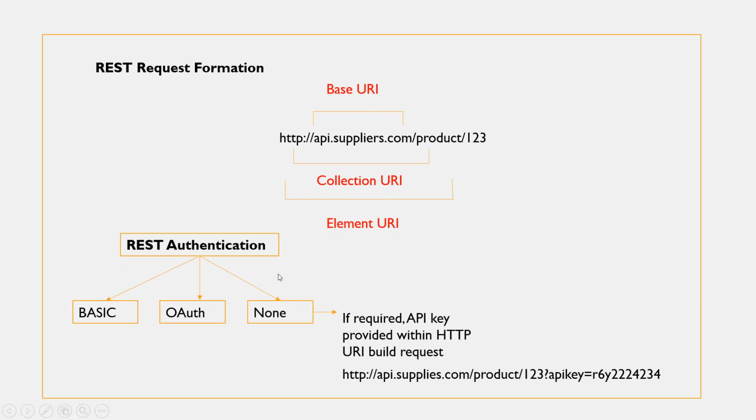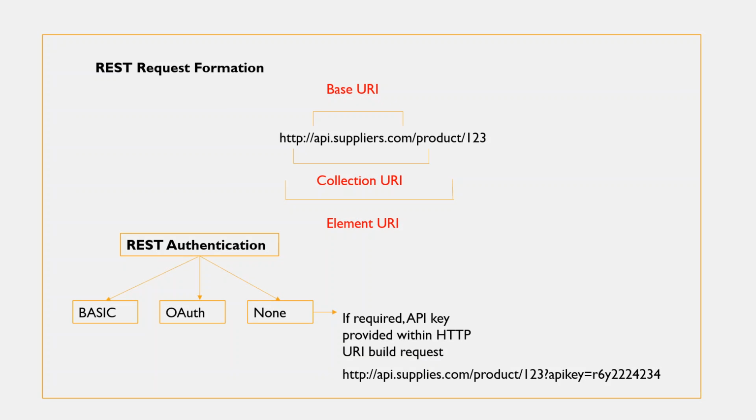And coming to REST authentication, since there is no REST web service standard, the way a particular web service authenticates requests may vary. These are the different REST authentication types. So basic, where you have to pass the username and password, and OAuth, where an upfront handshake communication with the web service is required to establish the access token. And then none. Here no authentication is required, but if required, an API key will be provided within the HTTP request. So the example for that is this. You pass the API key with a question mark and the value. Clear?